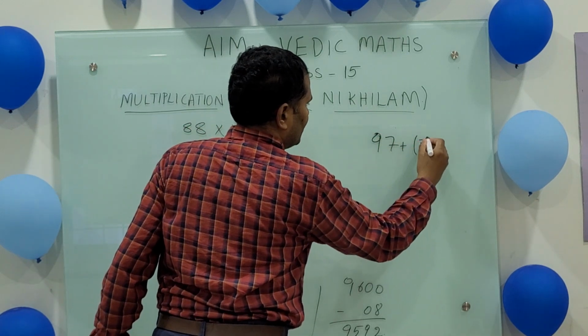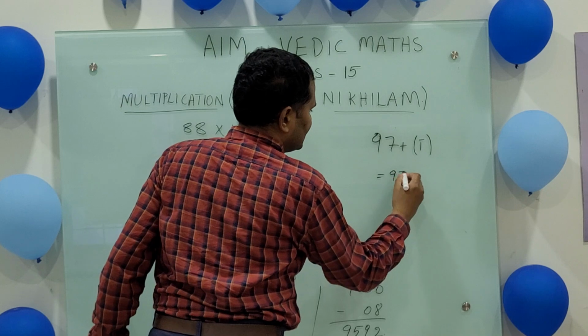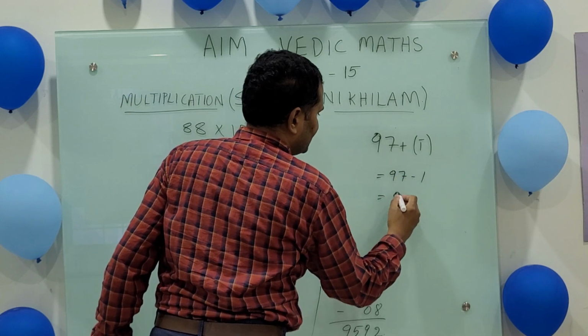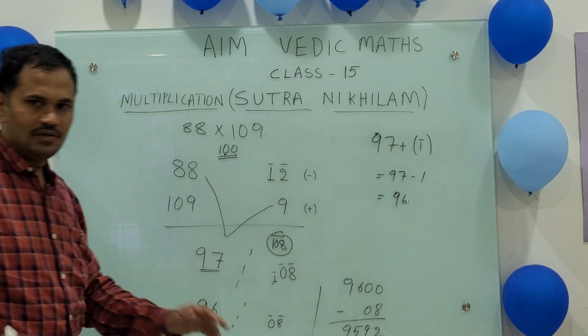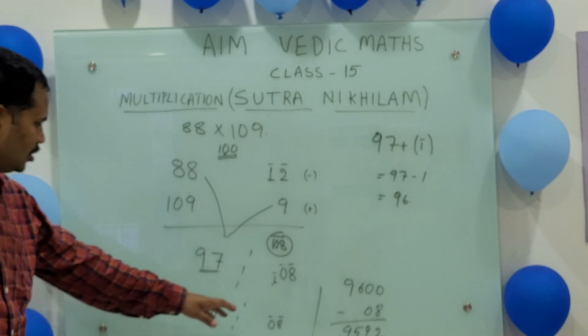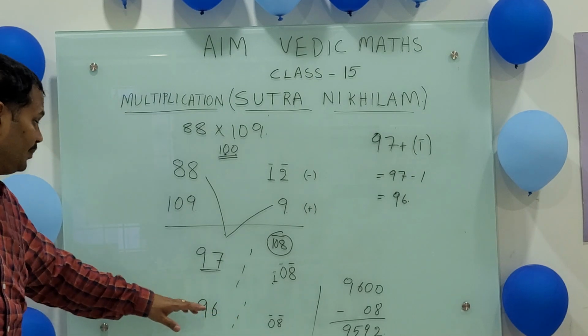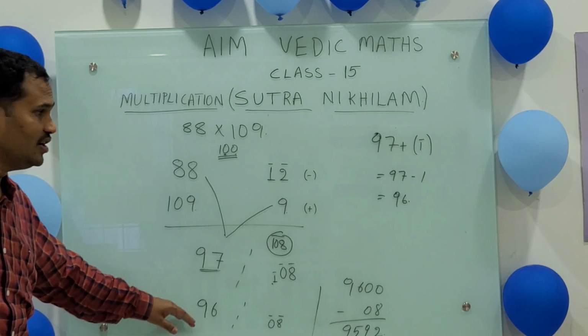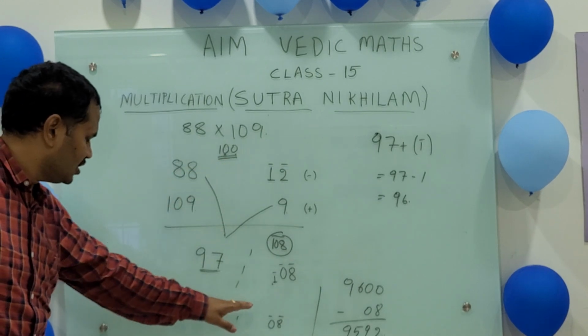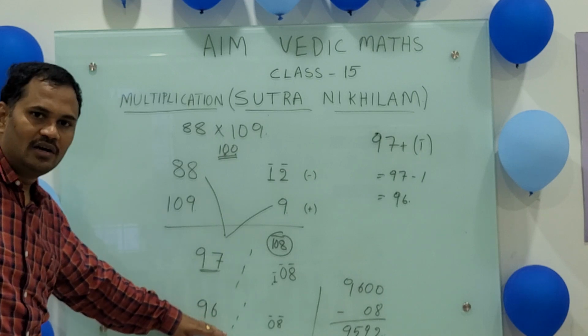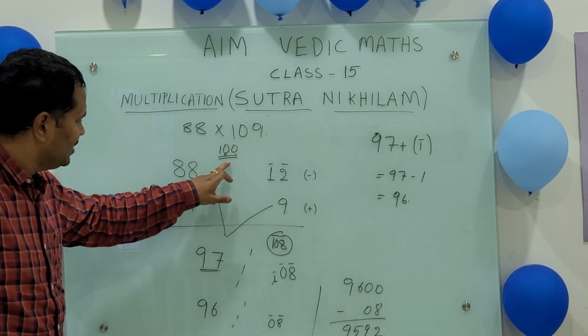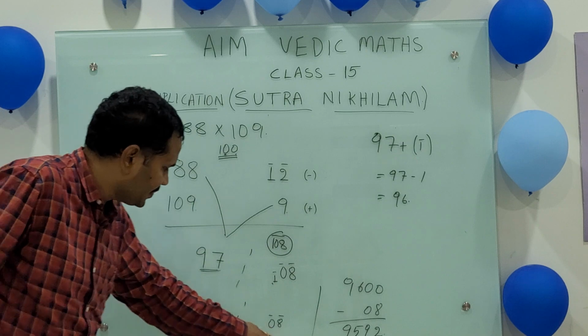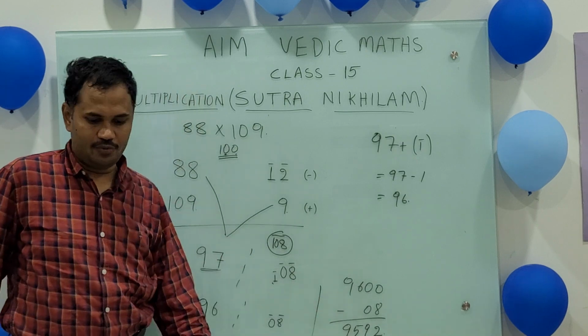So that's the reason it's 97 minus 1, that is equals to 96. And also this 08 is also having the minus sign, so you are going to subtract it. But before subtracting this 08, you should not do it directly from the 96. Rather, you should first add two zeros on the right hand side of this left part of the product. That's 9600 based on the base. And then subtract this 8 from there, that's 9592.